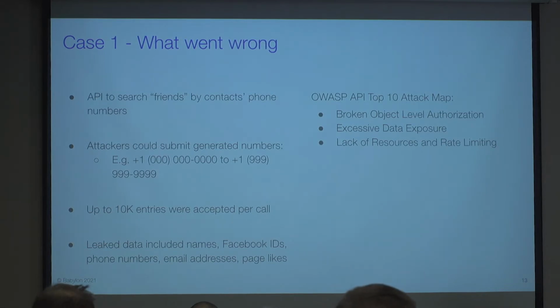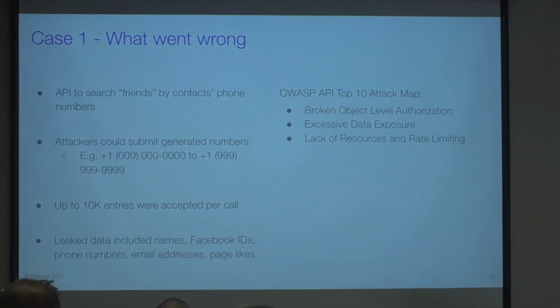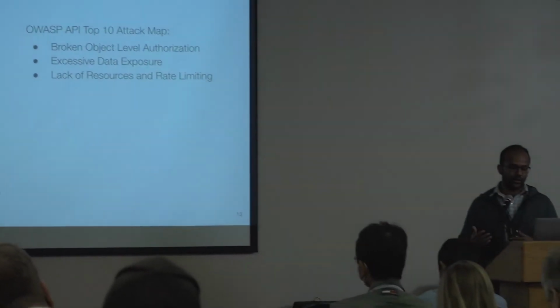Even though this was well-intentioned, if I relate it to some of the OWASP top 10 attacks, it didn't have object-level authorization. So when a call is made, you have to check whether the caller is privileged to access that resource. That check did not happen, and there was excessive data exposure. Of course, it returned a lot of data that it didn't have to. And then rate limiting was completely lacking, right? You wouldn't expect someone to just keep punching in hundreds of phone numbers to get the data out of the server.